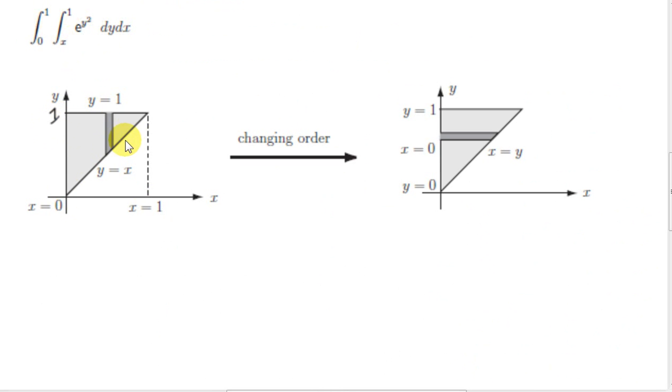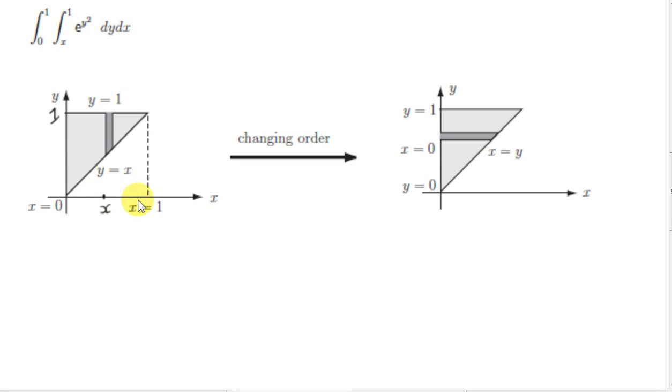y equals x is a straight line passing through the origin. It's got a slope of 1. It's got the form y equals 1x plus 0, so the y-intercept is 0, and the slope is plus 1. It's actually a line that makes an angle of 45 degrees with the positive x-axis.